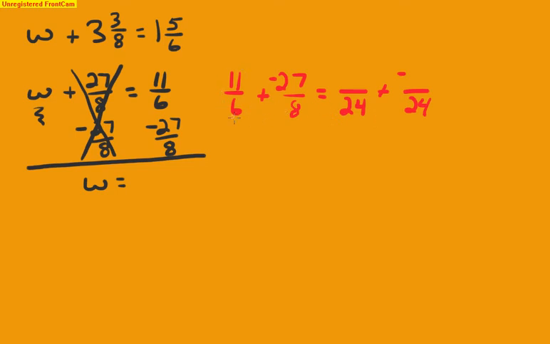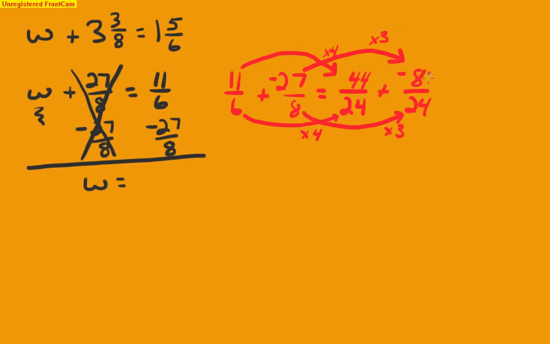So let's look at the 11/6 first. To get 6 to be 24, we multiplied by 4. So we do that with the top also. So 11 times 4 is going to give us 44. Okay, so the 11 over 6 became 44 over 24. Now we do the same thing with this one. To get 8 to be 24, we had to multiply by 3. So we're going to multiply that negative 27 by 3 as well. So 27 times 3 is 81, and I've already got the negative in there. So we have negative 81 over 24.